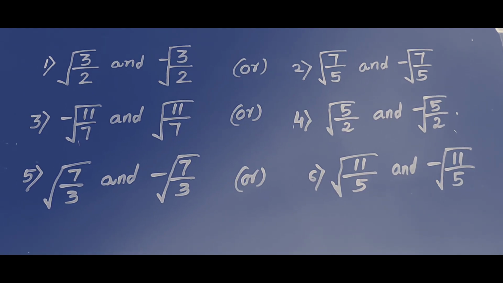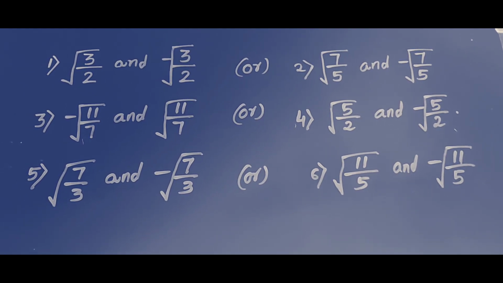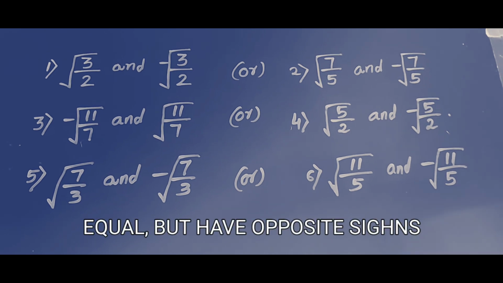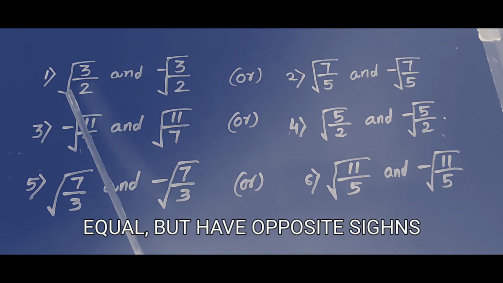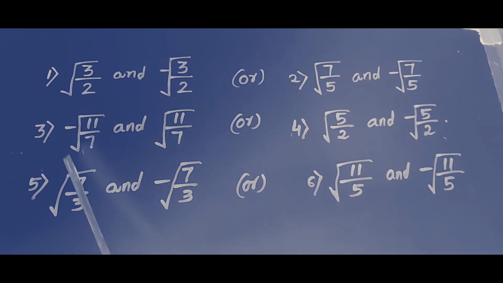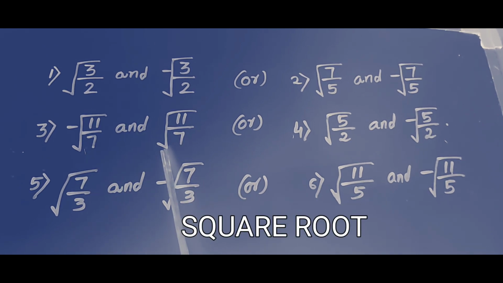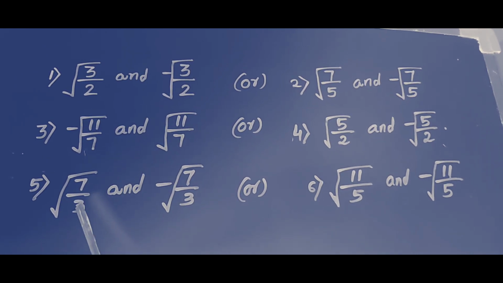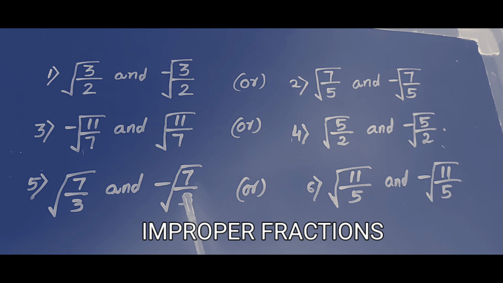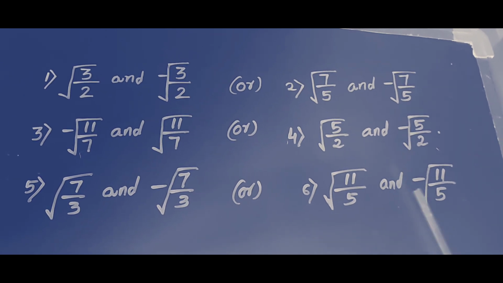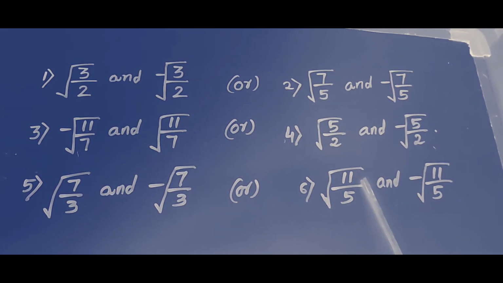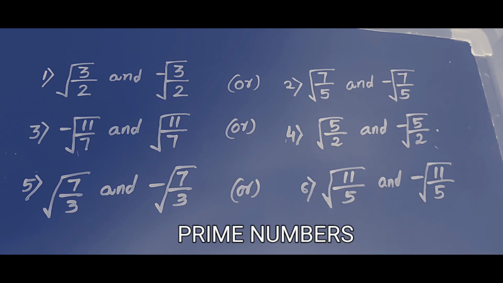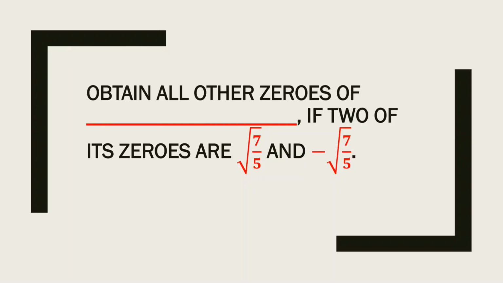Things to be noted while selecting the zeros. Both the zeros must be equal but should have opposite signs. Both the zeros must have square roots. Both the zeros must be improper fractions. And both numerator and denominator must be prime numbers. I have selected the zeros as root 7 by 5 and minus root 7 by 5.